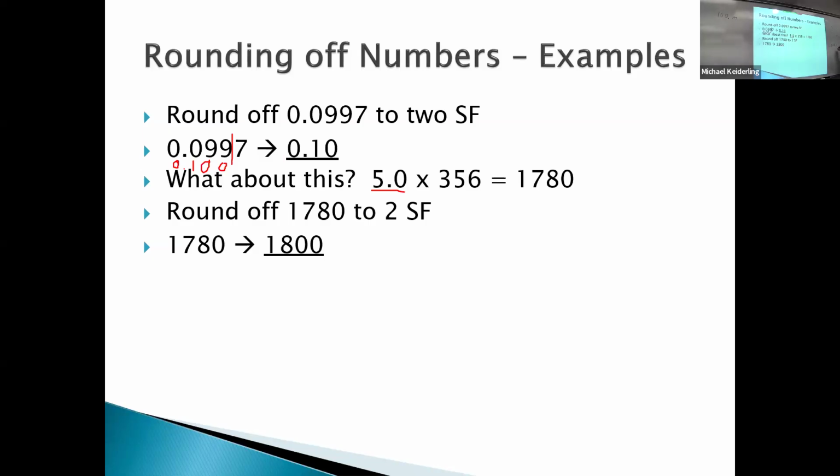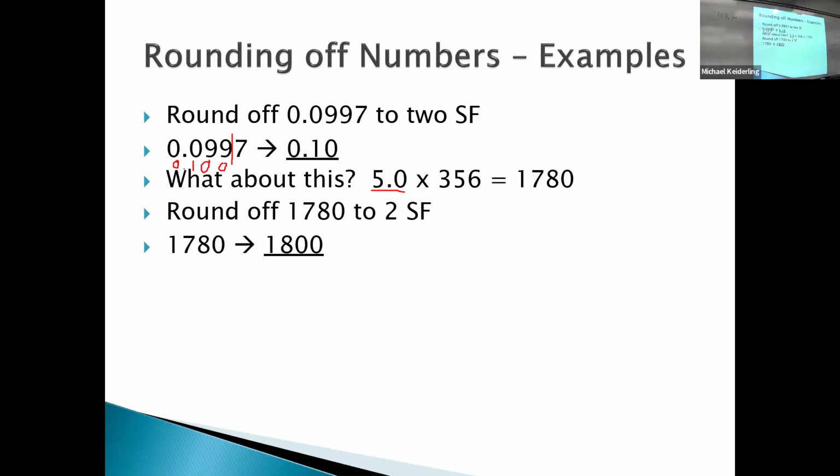So 9 plus 1, that's 10, and we carry a 1. 9 plus 1, that's 10. Carry a 1. So I got 1.000. But there's a problem: 1.000 has 3 significant figures. What I actually need is 0.10. That situation, where you end up with more significant figures, will only happen when you have a string of 9s. So this would round to 0.10.